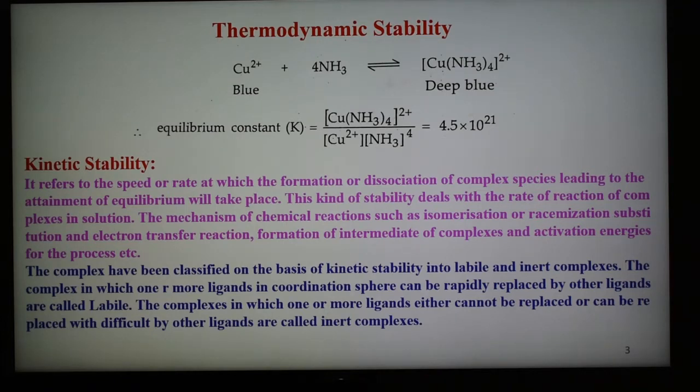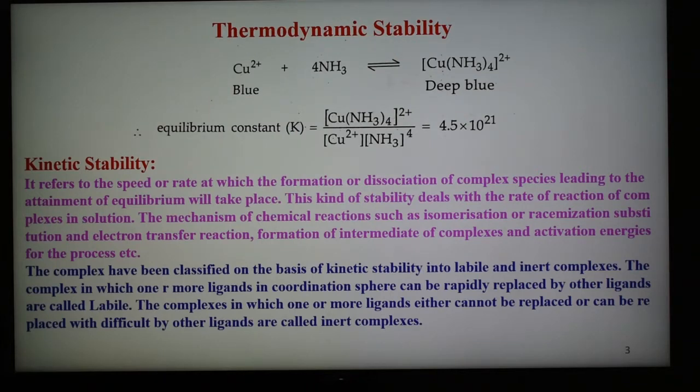The complexes in which one or more ligands in the coordination sphere can be rapidly replaced by other ligands are known as labile complexes. The complexes in which one or more ligands either cannot be replaced or can be replaced only with difficulty by other ligands are known as inert complexes. Under such conditions, the coordination compound will be thermodynamically stable and kinetically unstable.